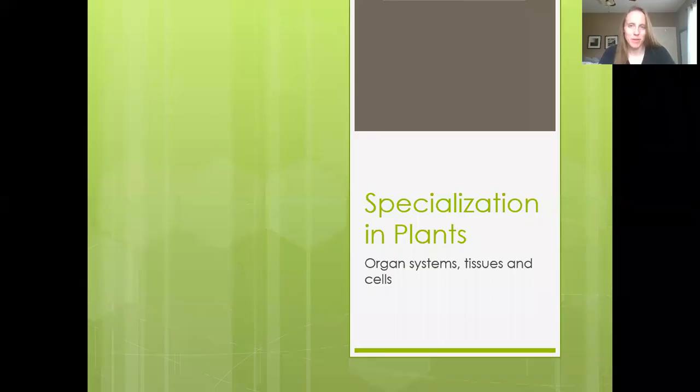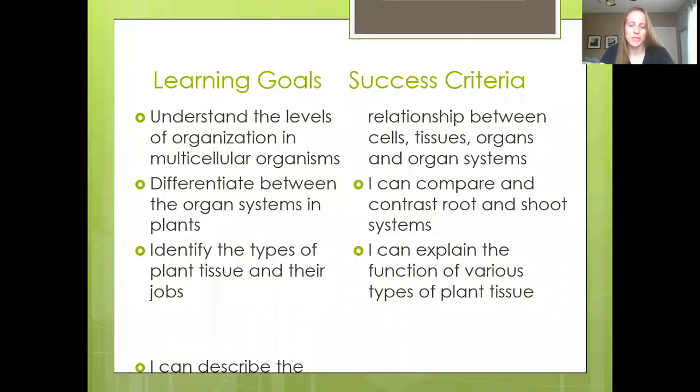So when we were talking about characteristics of living things, we talked about how there are different levels of organization in all living things. You go from cells to tissues to organ systems. We usually think about those in animals or humans, but they also exist in plants. So that's what we're going to be focusing on for today's lesson. You do need to know how multicellular organisms are organized, the different types of organ systems that exist in plants, and the different types of plant tissues and what they do.